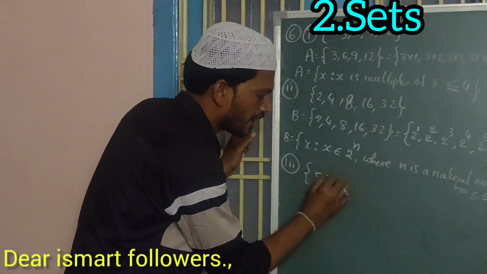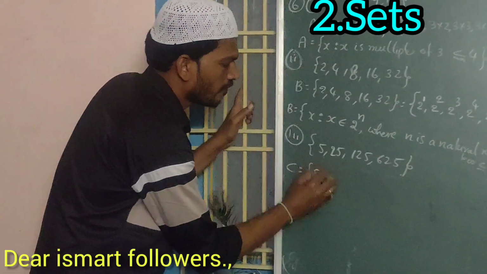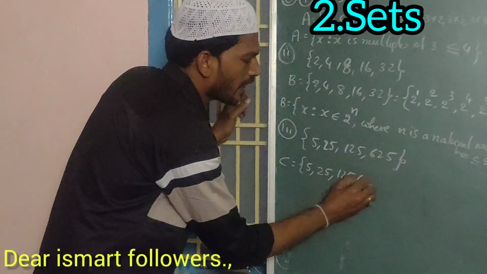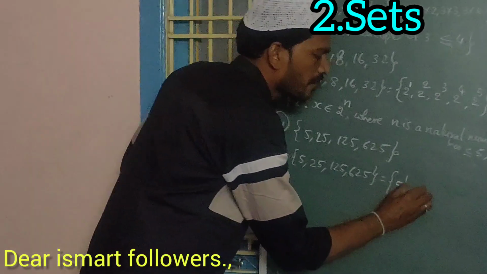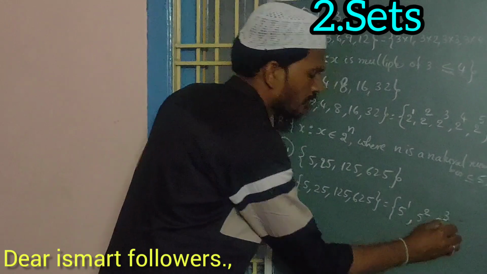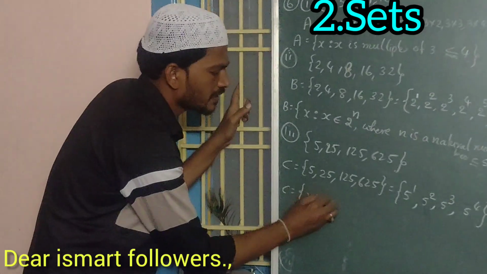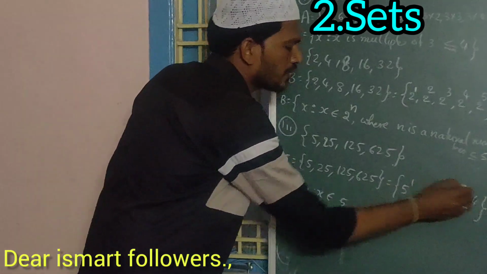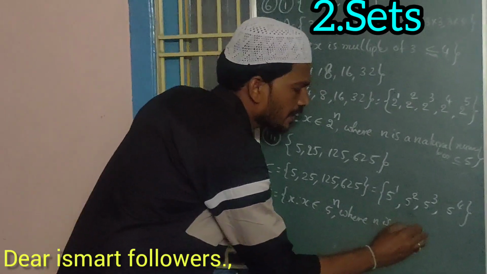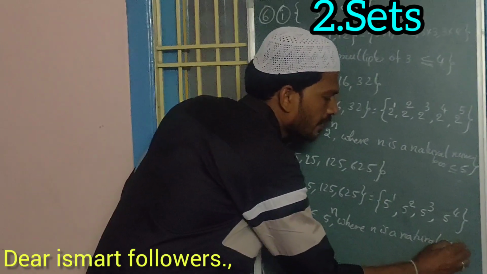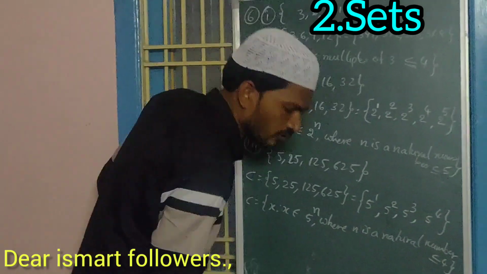C is equal to 5, 25, 125, 625. Same, like this only. 5 means 5 to the power of 1, 25 means 5 squared, 125 means 5 cubed, 625 means 5 to the power of 4. Here also C is equal to X such that X belongs to 5 to the power of n. Which numbers? Natural numbers. Where n is a natural number less than or equal to 4. Last question.